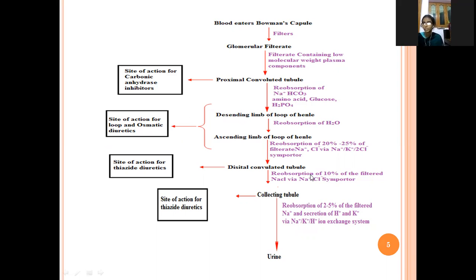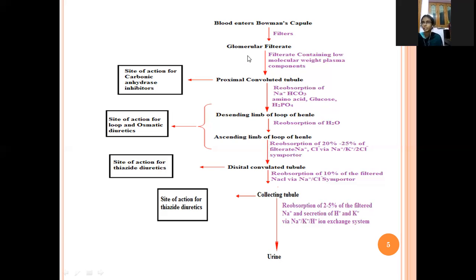Here reabsorption of sodium chloride occurs, and the thiazide diuretic drugs act to inhibit the reabsorption of sodium chloride. Next is the collecting tubule. Here the reabsorption of the filtered sodium and the exchange of potassium ions occur. Here the thiazide diuretics act upon the collecting tubule. Finally the urine is eliminated, and the unwanted elements are also eliminated in the urine.